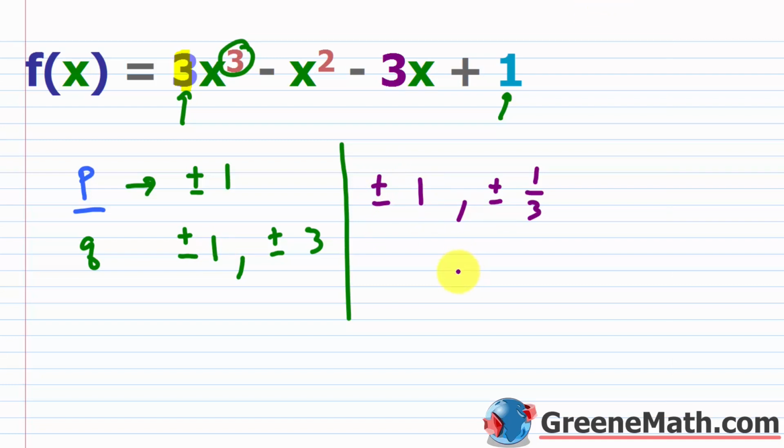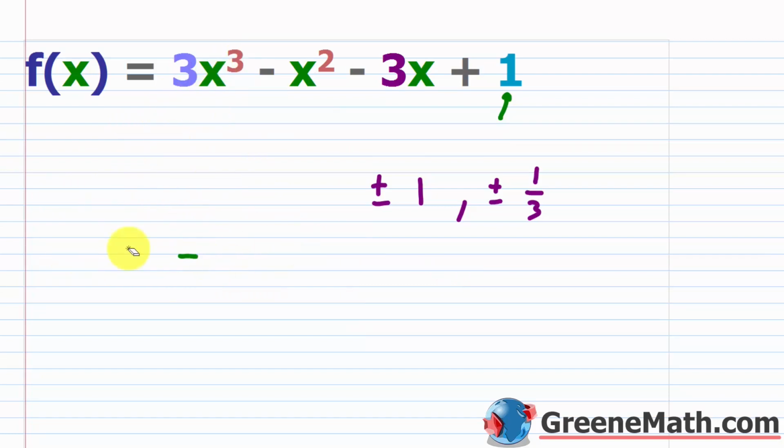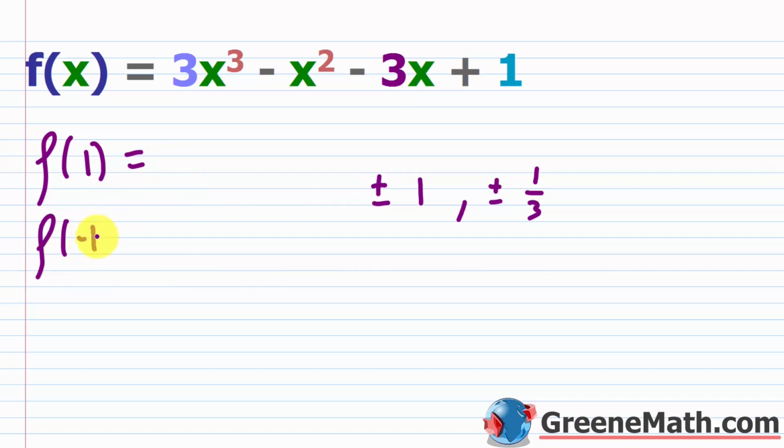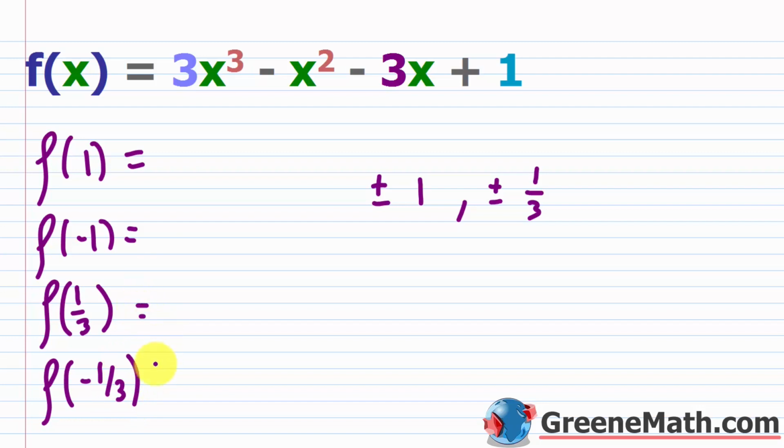So we've generated 4 possible rational solutions: 1 and -1, and 1/3 and -1/3. If we wanted to, at this point, say what works, you can use synthetic division, or you can straight up plug things in, which in this case is probably faster, and see if the result is 0. So I can say, is f of 1 equal to 0? If it is, then 1 is a 0. Is f of -1 equal to 0? Is f of 1/3 equal to 0? Is f of -1/3 equal to 0? And so on and so forth.